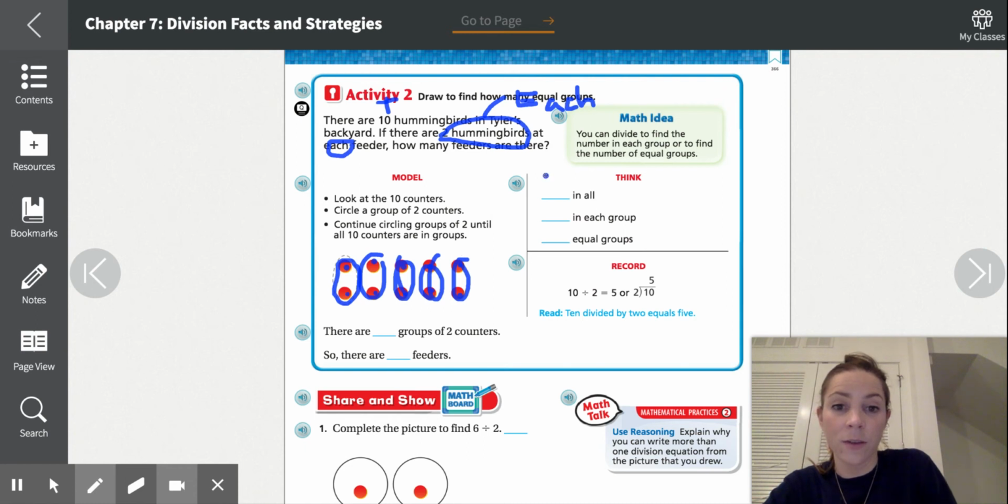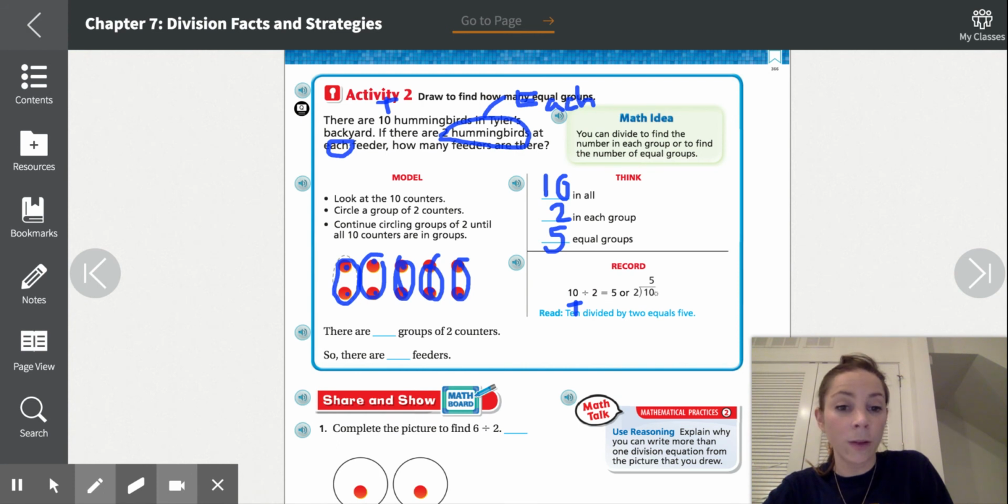All right, so we can fill it in. There's 10 in all for the total. There's 2 in each this time, and there's 5 equal groups. So again, we can record it the same way. 10 is the beginning because it's the total. They gave us the 2 again, 10 divided by 2. We figured out the 5, so equals 5.